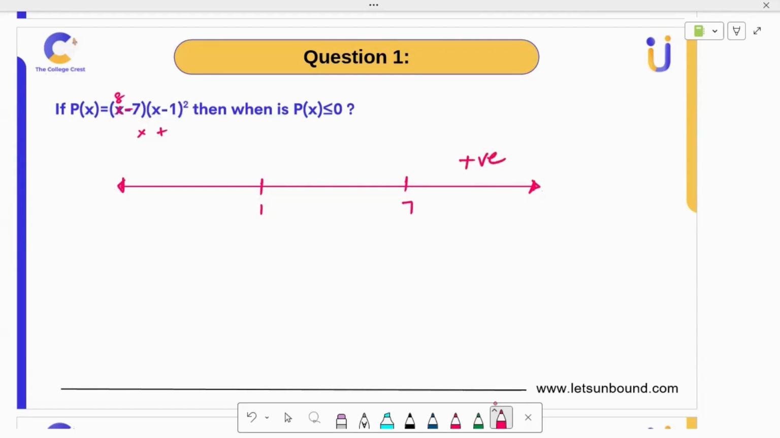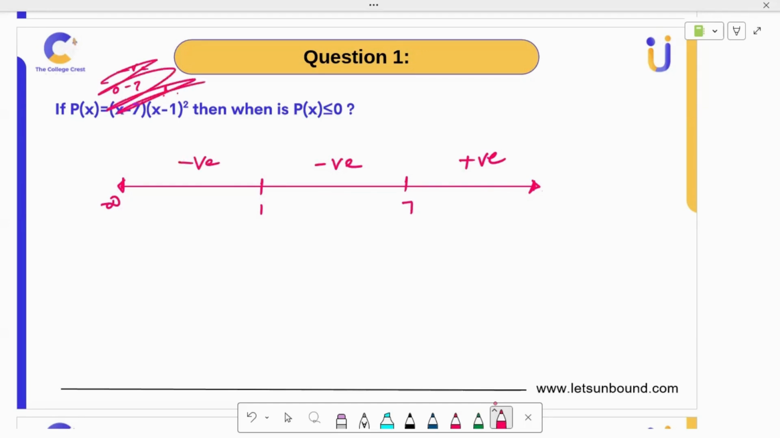Okay. Then, 1 to 7, you pick a number. Let me take 5. So 5 minus 7, and 5 minus 1 squared. This is any time positive, whichever number you do. 5 minus 7 is negative. So negative into positive is negative. Okay. Now, 1 to minus infinity, take something. I'm taking 0 for easiness. So 0 minus 7 is negative. 0 minus 1, squared, is positive 1. So it's negative, right? And we have a trick here.